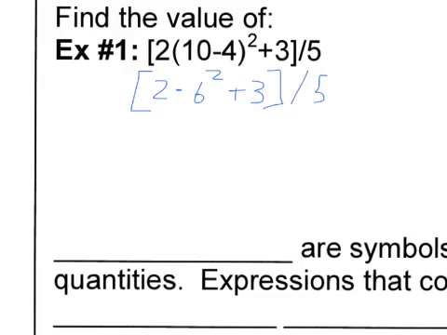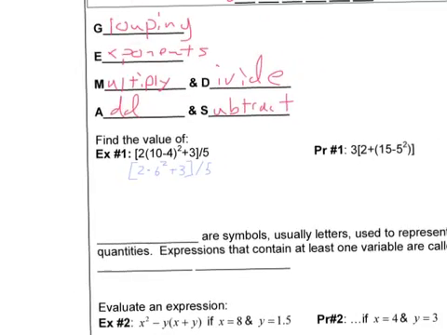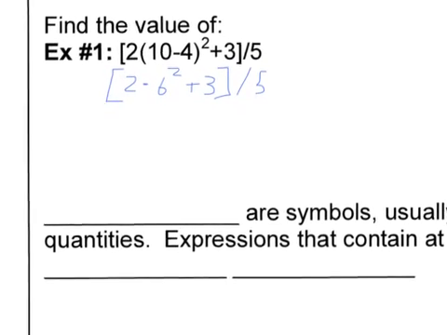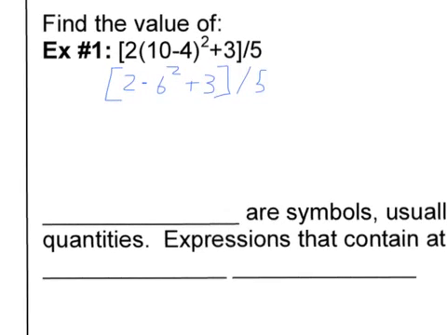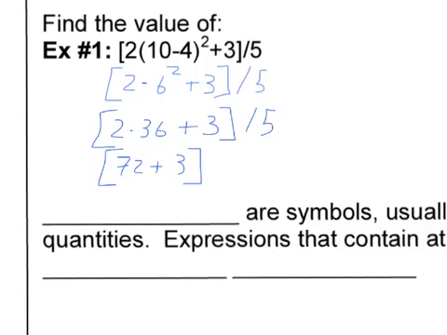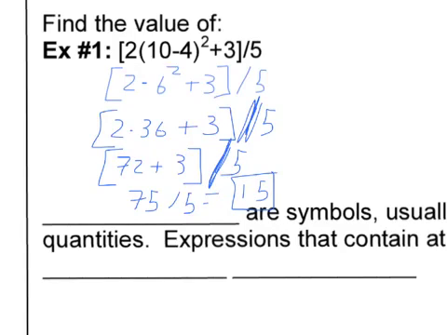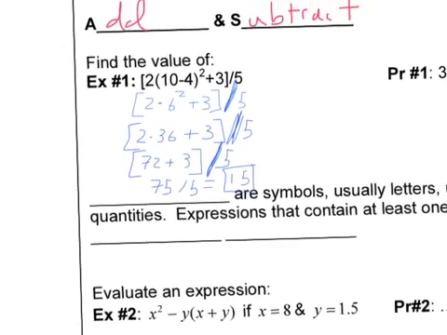Next thing on the list after grouping is exponents. So, do we have any exponents? Yes, we do. We have the 6 squared. So we're going to do 2 times 36 plus 3 divided by 5. 36 times 2 is 72. So now we have 72 plus 3 still in the brackets divided by 5. 72 plus 3 is 75 divided by 5 equals 15. That should be a bigger divide by sign so it doesn't look like a 15. So my answer is 15. 75 divided by 5. Alright.